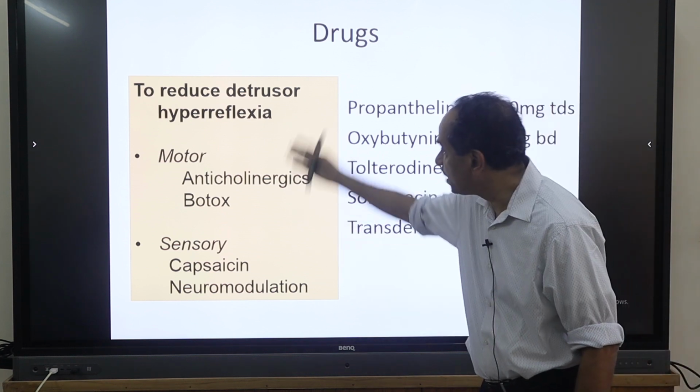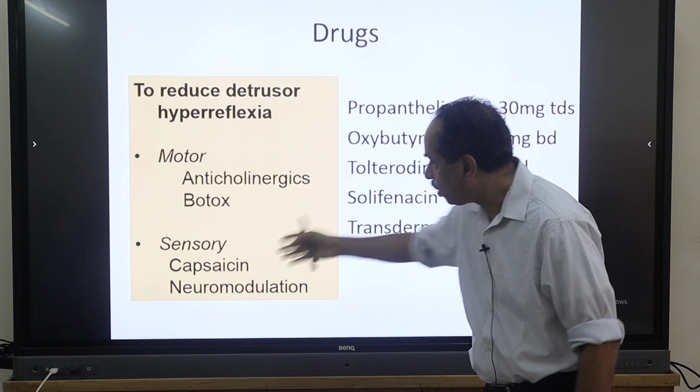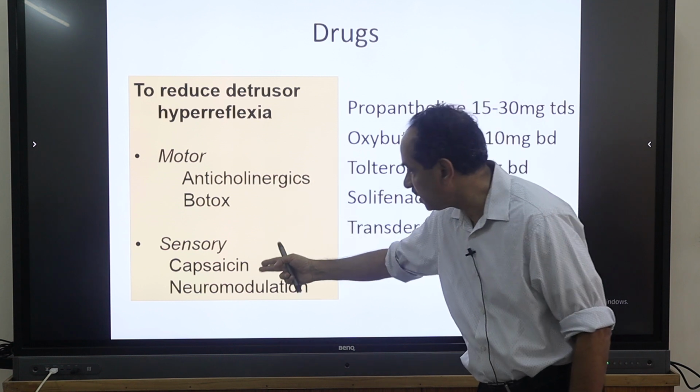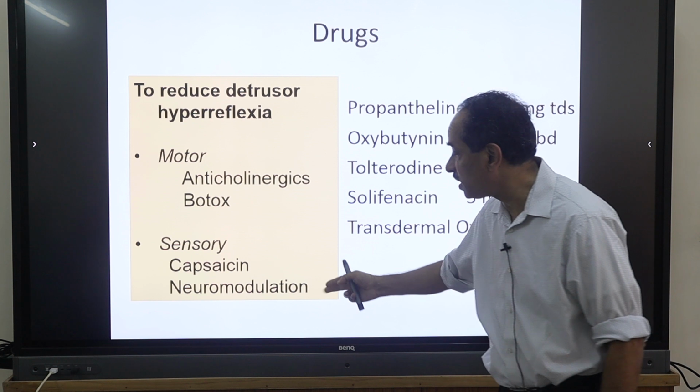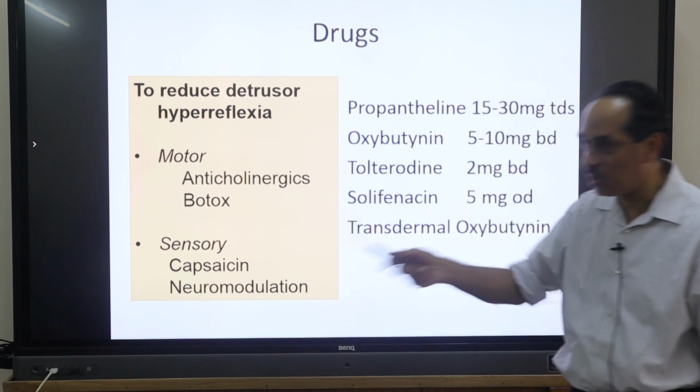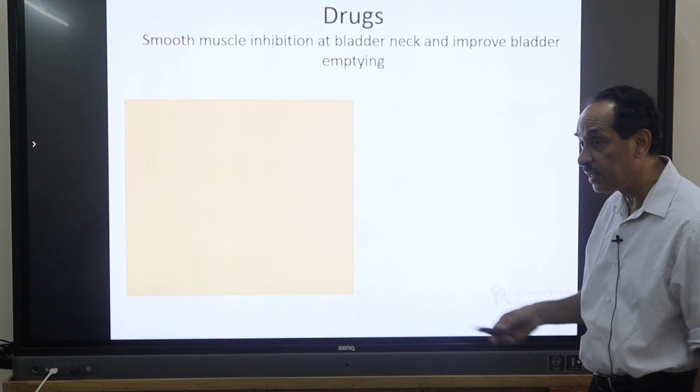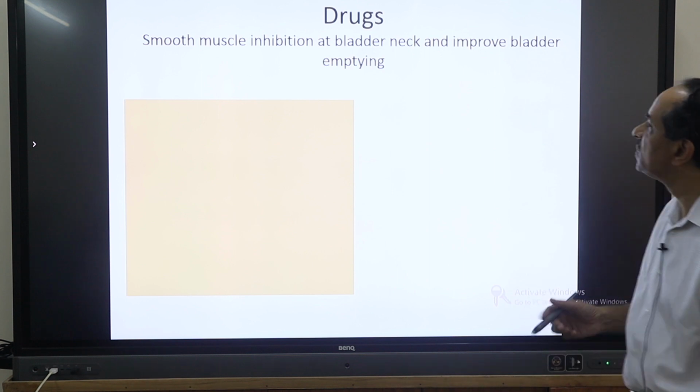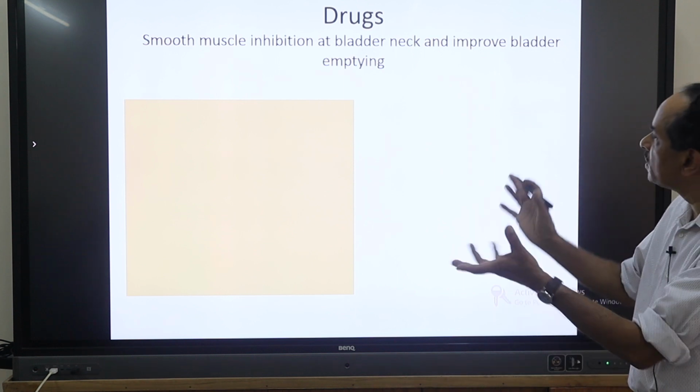Then reduce hyperreflexia by blocking the motor arm or the sensory arm. The sensory arm is blocked by capsaicin, and another method is neuromodulation. We'll talk about that later, how to modify the afferent arm. Then smooth muscle inhibition.